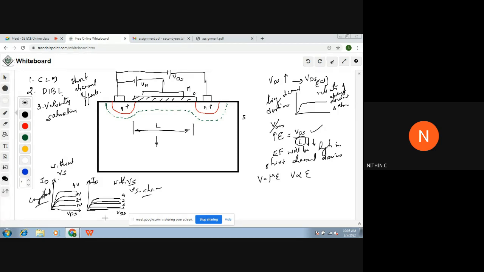Okay. So now we have seen three of the short channel effects: channel length modulation, DIBL, that is drain induced barrier lowering, then velocity saturation. And one more is there that we will deal with in the next class.